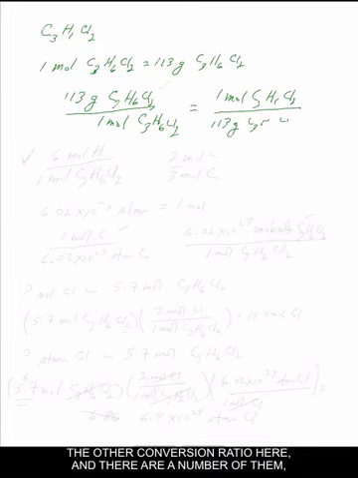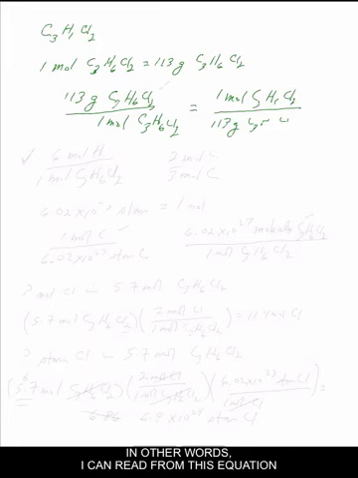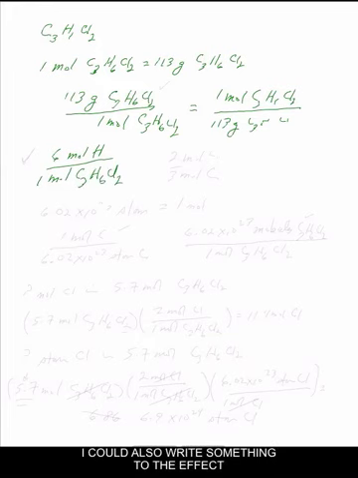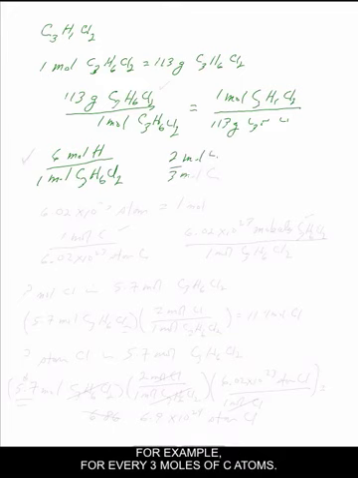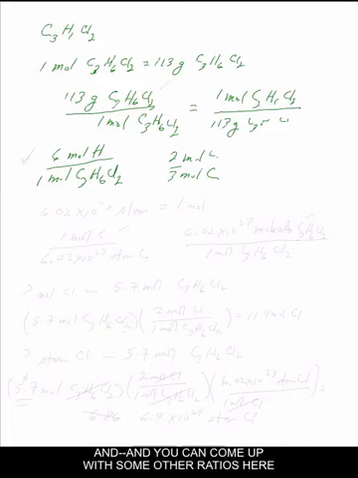The other conversion ratio here, and there are a number of them, I'm only going to write down 1 or 2 of them, refer to the subscripts. I can read from this equation there are 6 moles of H atoms for every 1 mole of C3H6Cl2. I could also write something to the effect that there are 2 moles of Cl atoms, for example, for every 3 moles of C atoms. Each of those can be written one way or the other, upside down, and you can come up with some other ratios here that would be useful.